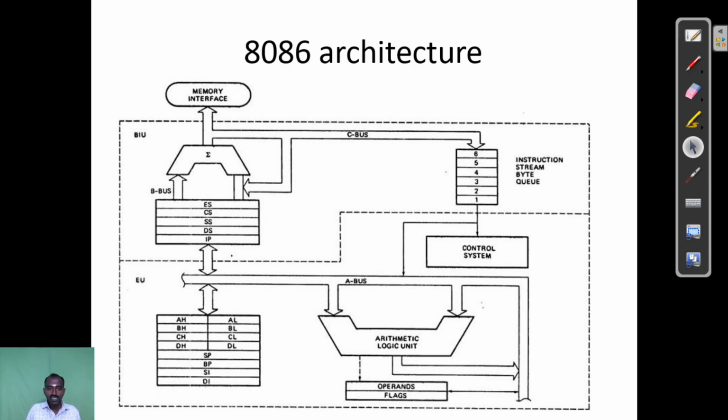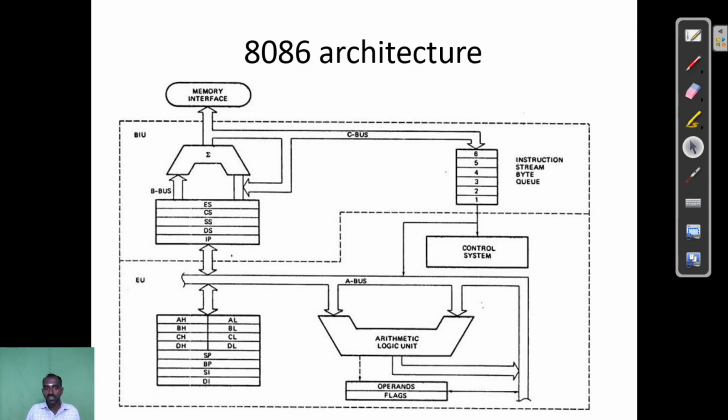Next, address generation. The summation symbol indicates the address generation unit. Address generation means it generates the 20-bit physical address from the segment register and offset, such as the stack pointer and base pointer. That is the function of the address generation unit. Next, the instruction queue.